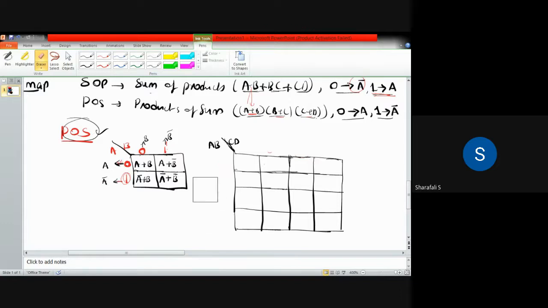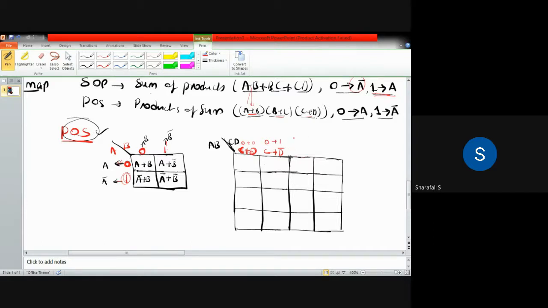In the first case, it is not a problem because we are having only one variable on both sides. So here we have to write 0 plus 0 on this side. Okay, what is that? C plus D. So this is C plus D. Then we have C plus D bar. What is that? This is 0 plus 0. This is 0 plus 1. That is 0, 0, 0, 1.